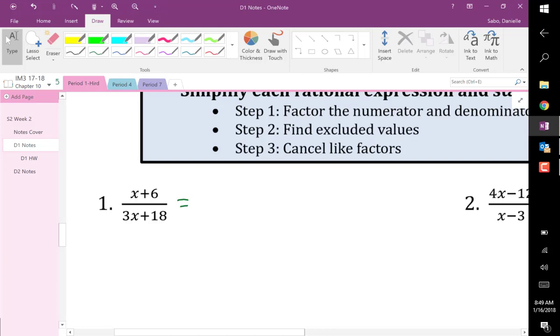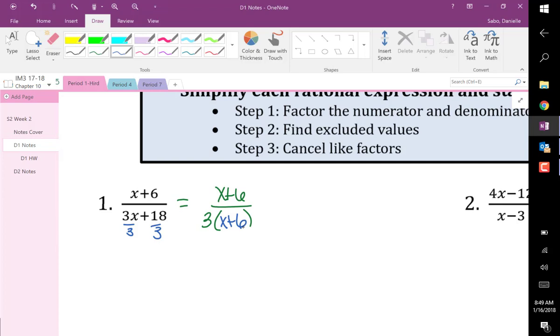Can I factor anything out of the top? Yes or no? No, so I'm just going to rewrite it: x plus 6. Can I factor anything out of the bottom? What number? 3. Very good. So now when you put that 3 on the outside, you basically are dividing each one by 3. So x plus 6. Very good. Okay, so now we're here.